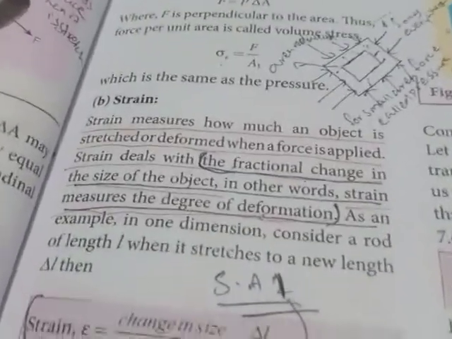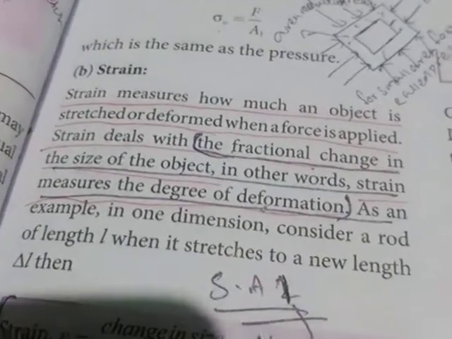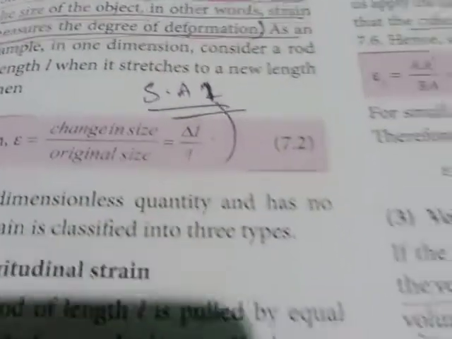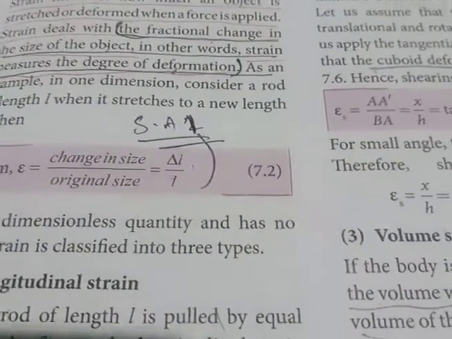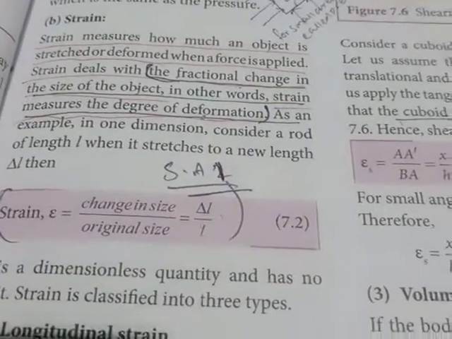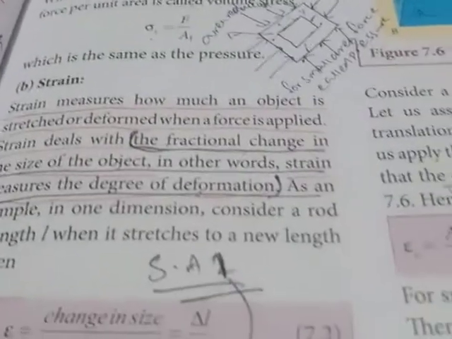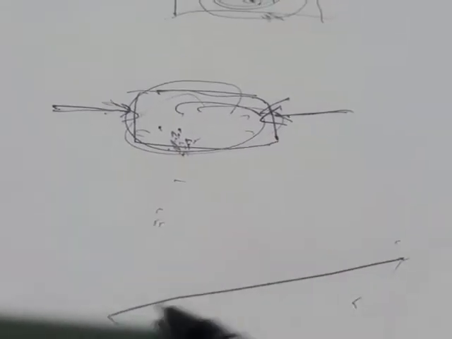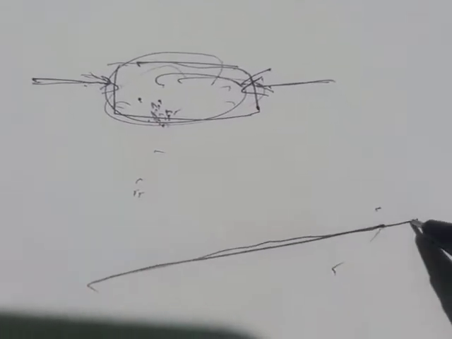Next, in strain there are some types: longitudinal strain, tensile strain and compressive strain, shearing strain, and volume strain. The first one is longitudinal strain. So what does longitudinal strain mean? Assume that you have a uniform rod. You are pulling this rod from both sides, applying more force, so that you can see this length will increase.